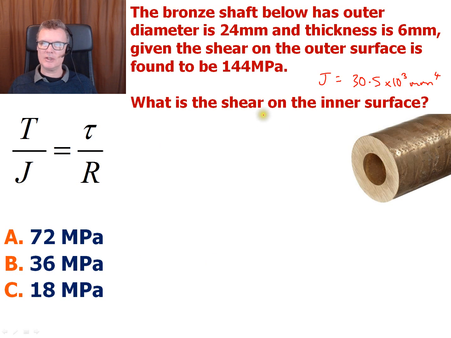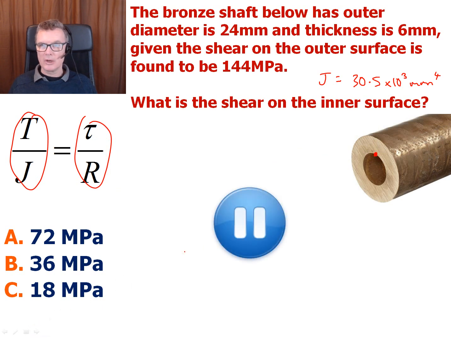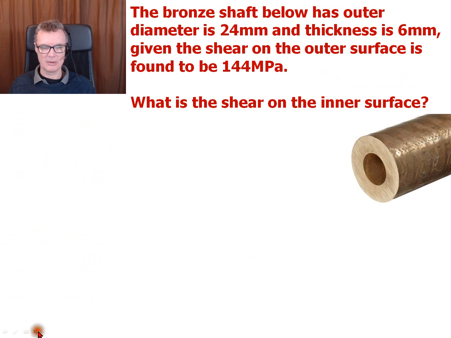Right. So what is the shear on the inner surface here? So we'll use the first two columns of our torsion equation. We want to rearrange these to find out what the shear is going to be at this point here. Pause the video, try and work out the numbers in your calculator, and when you're ready, press play. Well, hopefully you chose 72 megapascals. Let's have a look at the solution.